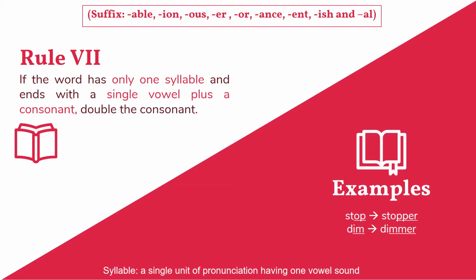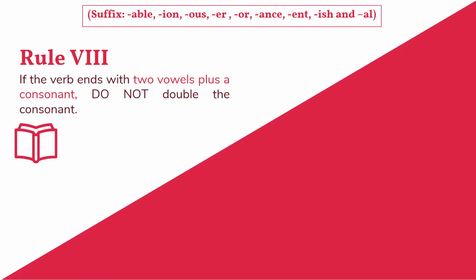Let's see the next. Dim, dimmer. Here also there is only one syllable, dim, and there is a single vowel I, a consonant M. So while adding the suffix ER, we have doubled the consonant M. We learn more about the syllables in another video. So now moving to the next rule.